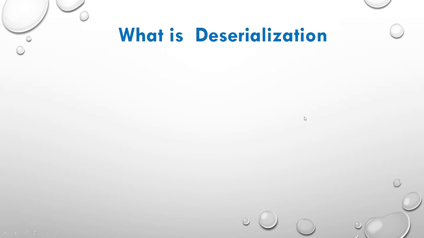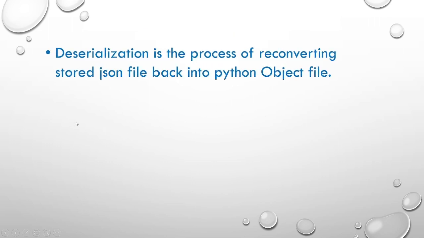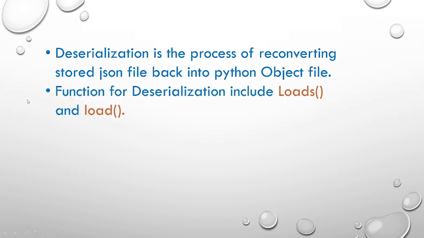Again, the second concept here is deserialization. We made mention that we convert a Python object into a portable JSON format using functions such as dumps and dump. That's the process of serialization. But when you want to reconvert that JSON string back to a Python object, then that process is called deserialization. So when you are reconverting the serialized file, which is the JSON string, back to a Python object, you are doing deserialization. You use two functions, the loads and the load function.